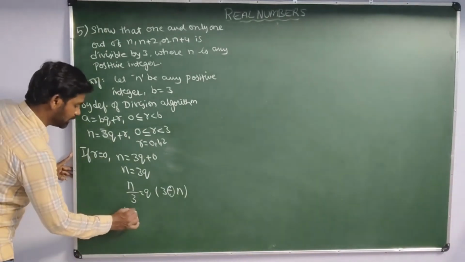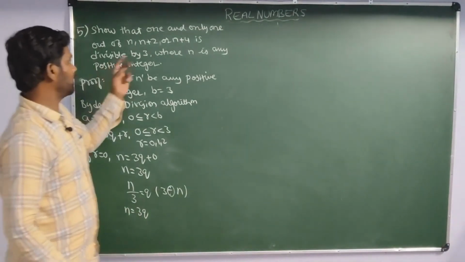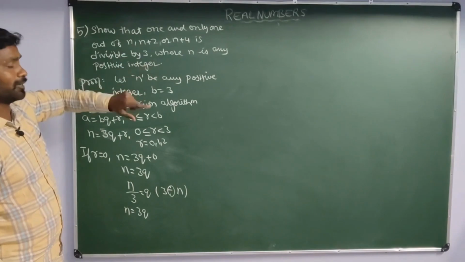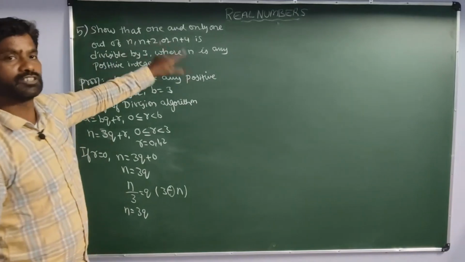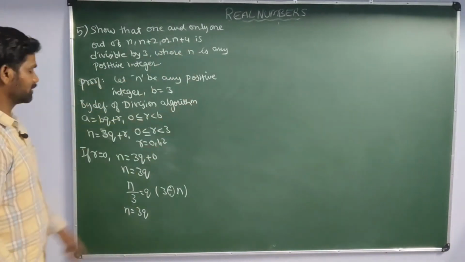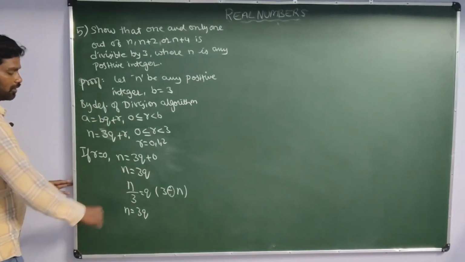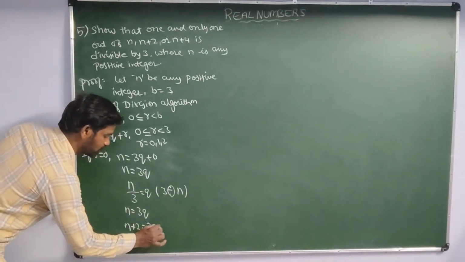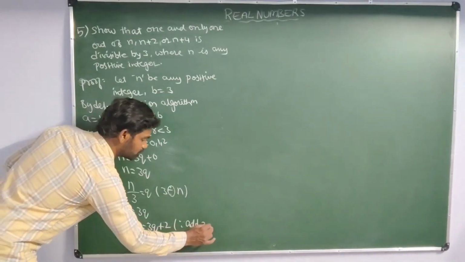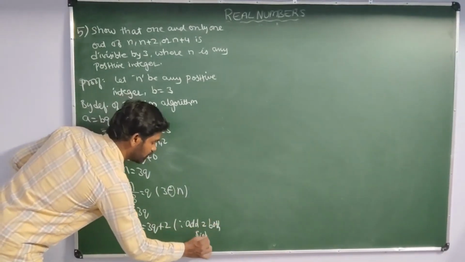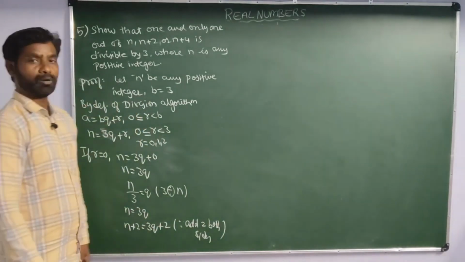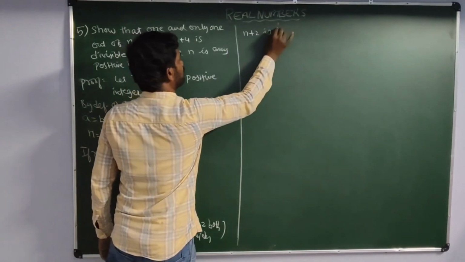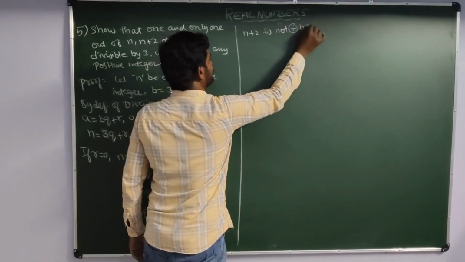Next, n is equal to 3q. Out of the three, we have to prove that at least one must be divisible by 3, no? So here n is divisible by 3. Next, we have to check whether n + 2 is divisible by 3 or not, and n + 4 divisible by 3 or not. Let us check. n is equal to 3q. This is the equation. Now we have to add 2 both sides. So it becomes n + 2 is equal to 3q + 2. Is it divisible by 3? There is no possibility. Therefore, we can say that n + 2 is not divisible by 3.